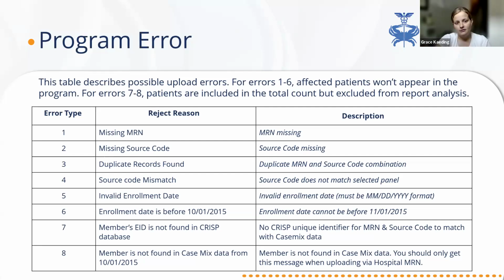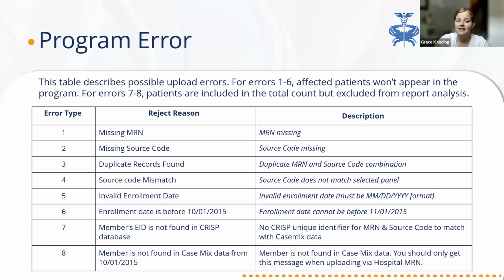Some of the reject reasons might be a missing MRN. So you're uploading a program real quick and you just accidentally miss an MRN with one of the source codes. Missing a source code. You can't upload the same patient twice in the same program. They need to each be unique patients. There is a source code mismatch, so the panels you selected in the program case mix program loader are not the same as what's in the program. That's a pretty easy fix.